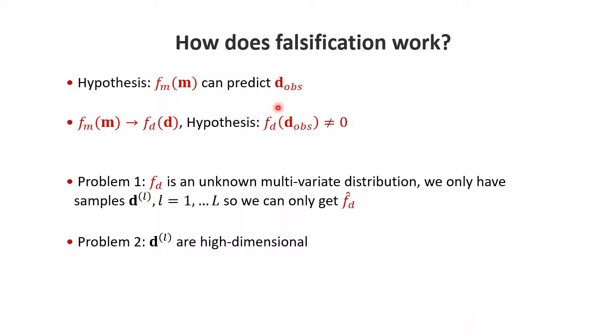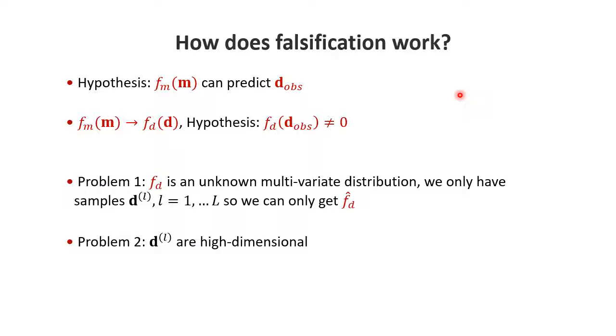So how does falsification work? This is really now an important slide, and the next one as well. So the hypothesis is that our prior model can predict the observation. So what does that really mean? It means that if we take our prior model and we have uncertainty on the prior model, and we have a given forward model, and we have also uncertainty on the data variable. So the hypothesis is that the data variable, when evaluated at the observations, is not zero. If that were the case, then our prior model would never be able to predict that.